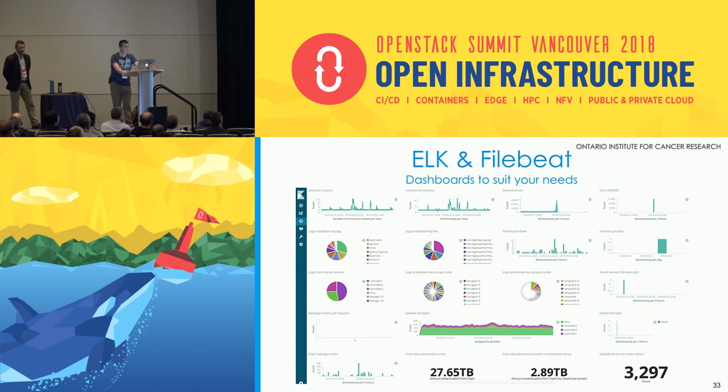So this is one of our more useful dashboards, as it has some basic statistics about what is happening in the environment. And we can see how many instances are being created and terminated based on the timeline in Kibana, as well as the distribution of logs amongst various services, files, and hosts. And do we have any Nova or Ceph errors recently? Any failed SSH attempts to our servers? We can see how much is being downloaded from our object storage with a simple metric visualization at the bottom there.